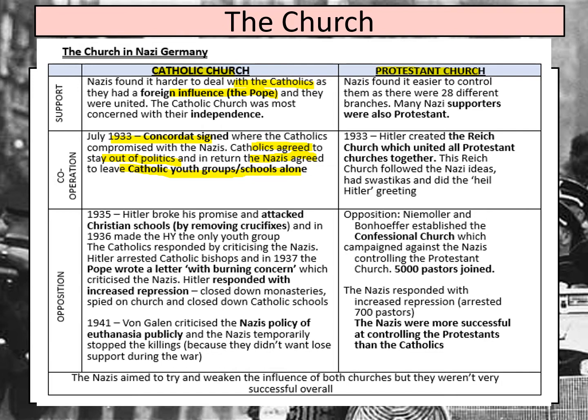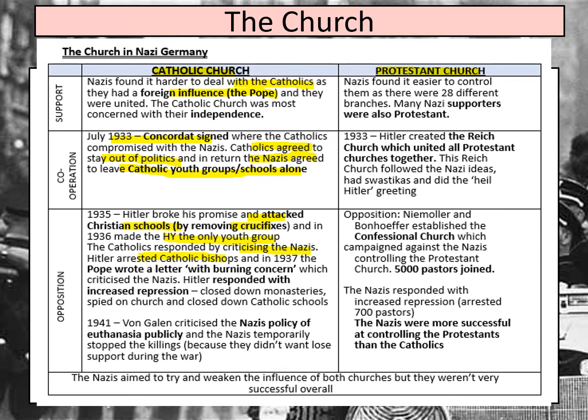However, Hitler couldn't be trusted to keep his word. By 1935, 2 years after the Concordat was signed, Hitler started doing things like attacking Christian schools, he was doing things like removing crucifixes, and in 1936, he made the Hitler Youth the only youth group. He got rid of their Catholic youth groups. The Catholics were incredibly unhappy about this and the fact that the Nazis had threatened their independence, and they responded by criticising the Nazis. Lots of Catholic bishops in their Sunday sermons said negative things about the Nazis, and Hitler then responded by arresting those Catholic bishops.